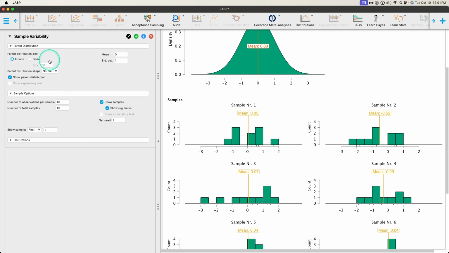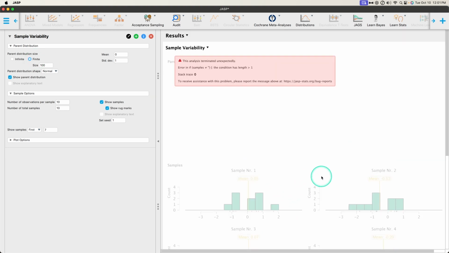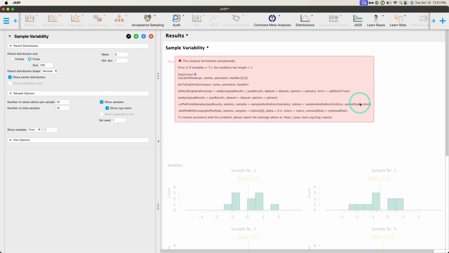Before I go into further sample options, I want to talk about this parent distribution size. Infinite means infinity off to the sides, or finite, which is going to change my parent distribution. Ooh, the analysis has terminated unexpectedly. This is definitely a bug. We can go into the stack trace to see what happened here.